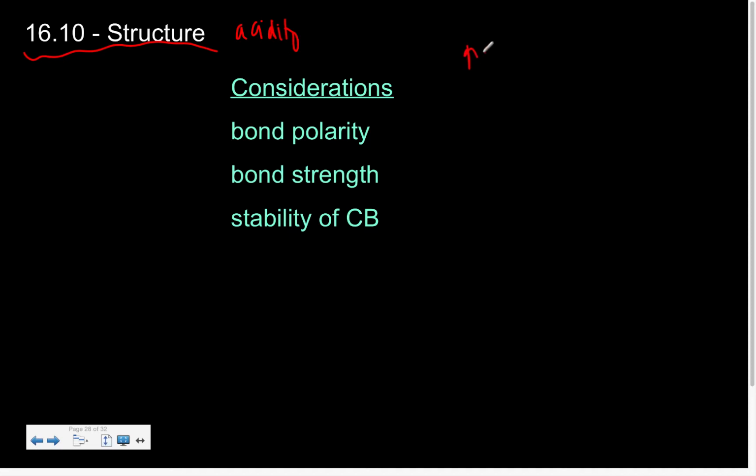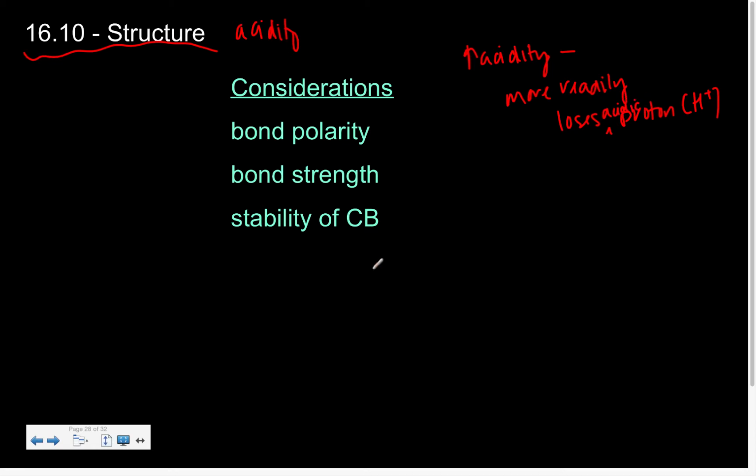If we're going to say that we increase the acidity of something, what that's basically saying is that it more readily loses the proton, where the proton is our H. So if we increase the acidity of something, what that really means is that it more readily loses that acidic proton.